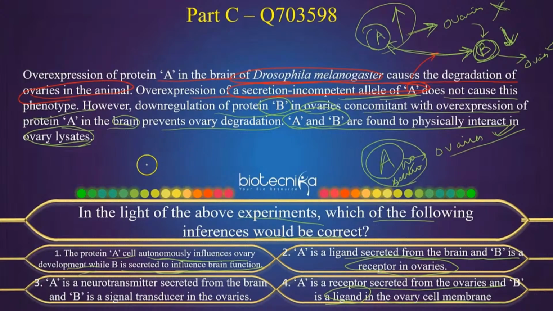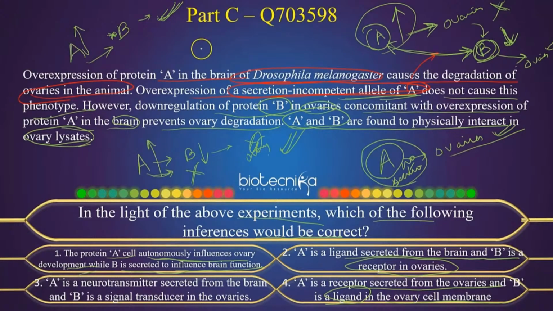So when A is getting signaled, it binds with the B. And that is why it will lead to ovary degradation, right? But what happens if B is down regulated? Then even if A is upregulated, the signaling cannot happen. That is why the ovaries will still be present. And if in case you are taking B but overexpression of A, but they are not secreted, in that case also they will not be able to bind with B. In that case also ovary will be present.